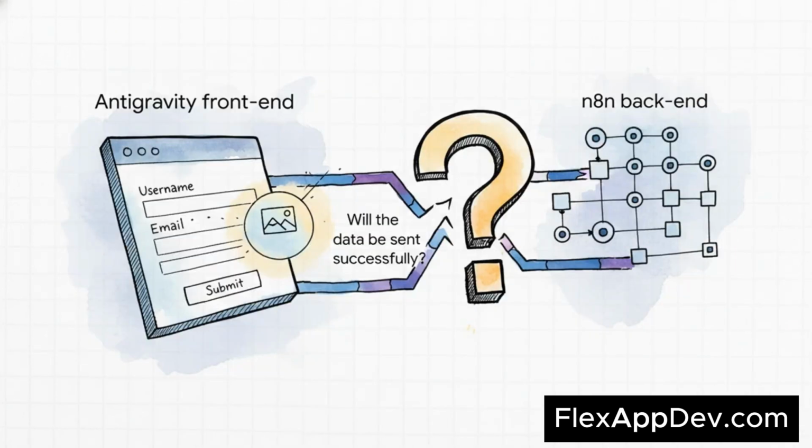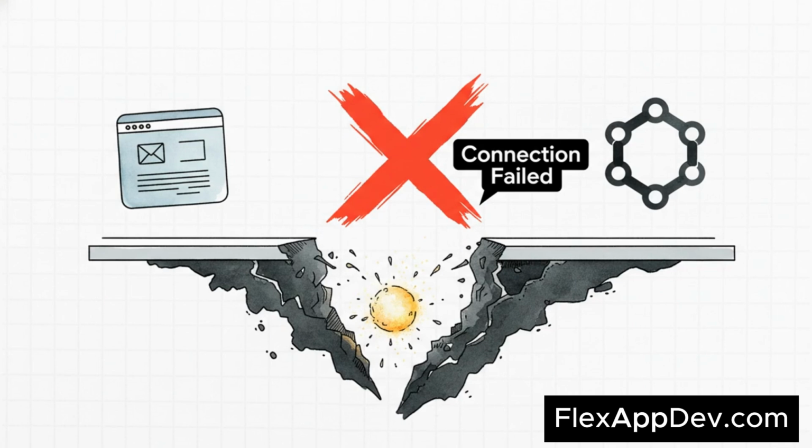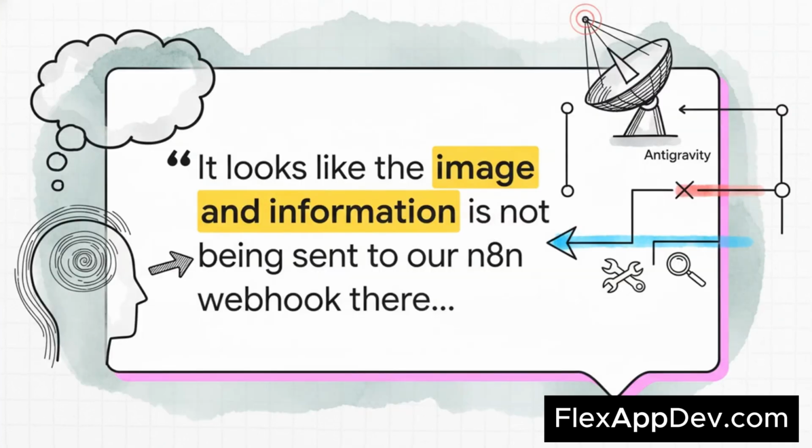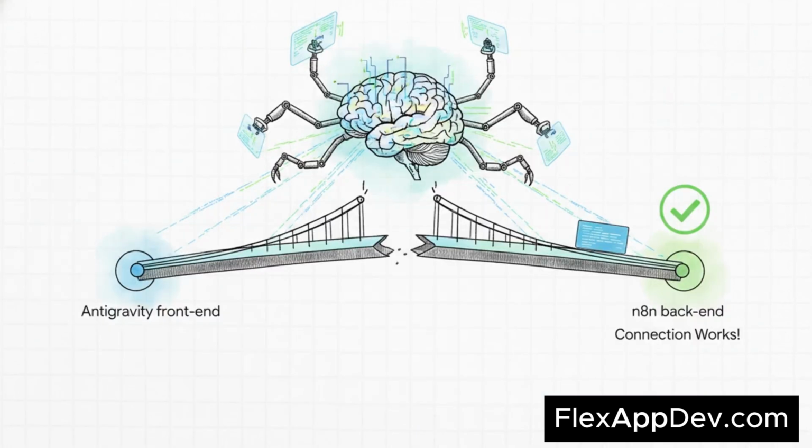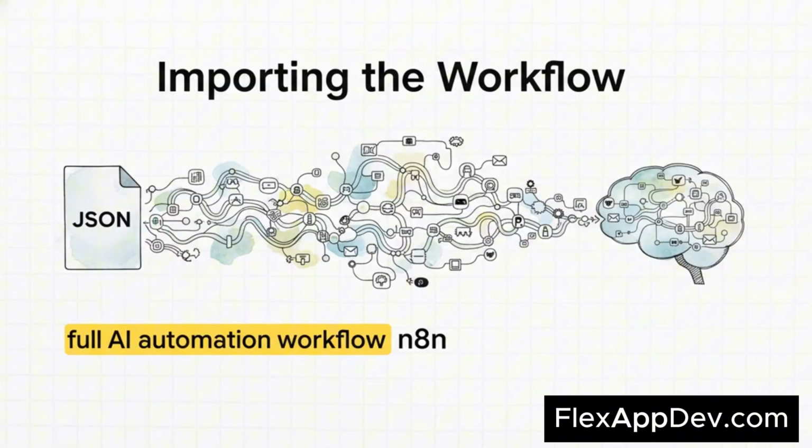All right, moment of truth. Let's upload an image and see if the front end and back end are talking. And it fails. Classic. The data just isn't getting through to our workflow. But check out how we fix this. We literally just tell Antigravity, in plain English, what's broken. And it works. The AI debugs its own code based on our feedback. Now the connection's solid.